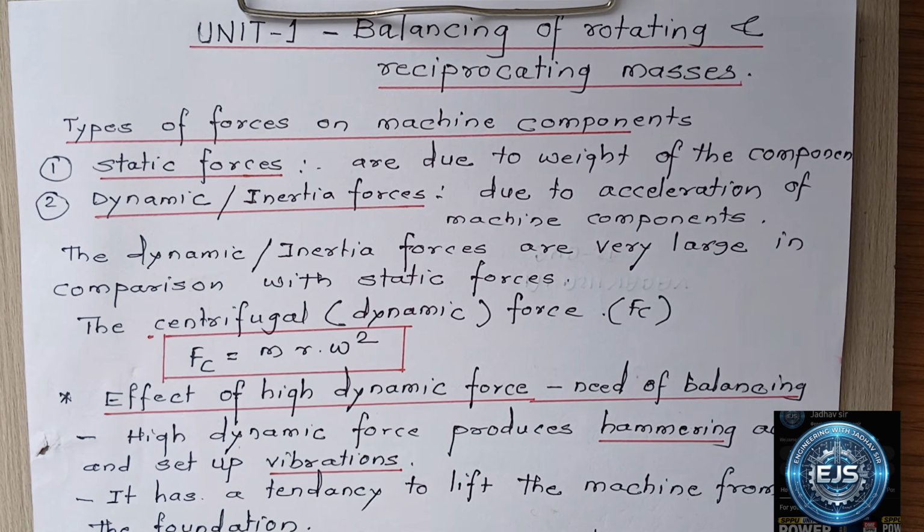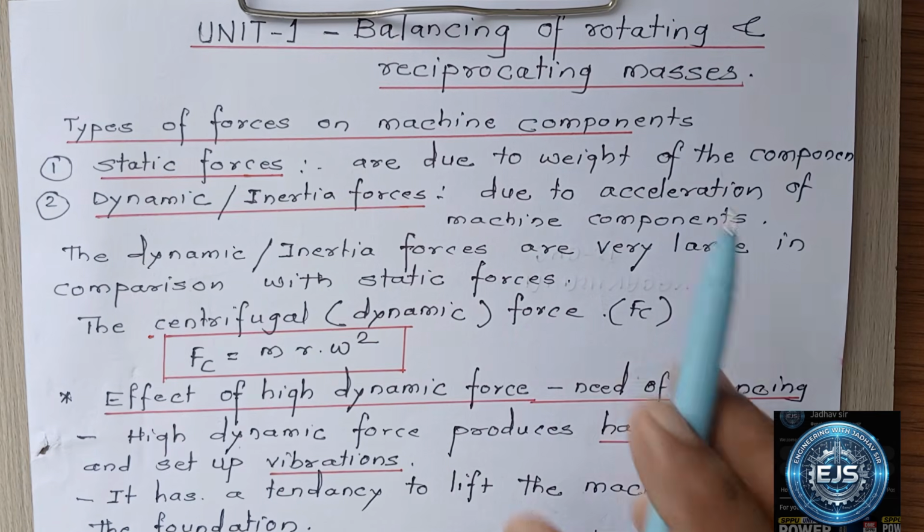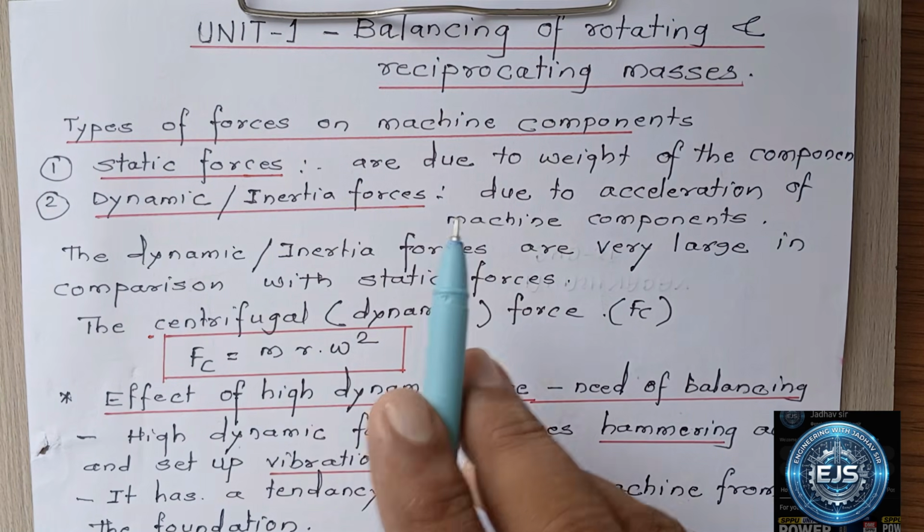So very first point is types of forces acting on a machine component. There are two types of forces acting on a machine component. One is the static force, and another is the dynamic or inertia forces. Static force is the force whose magnitude does not change with respect to time. That is called a static force. Static forces are nothing but weight of the components of the machine.